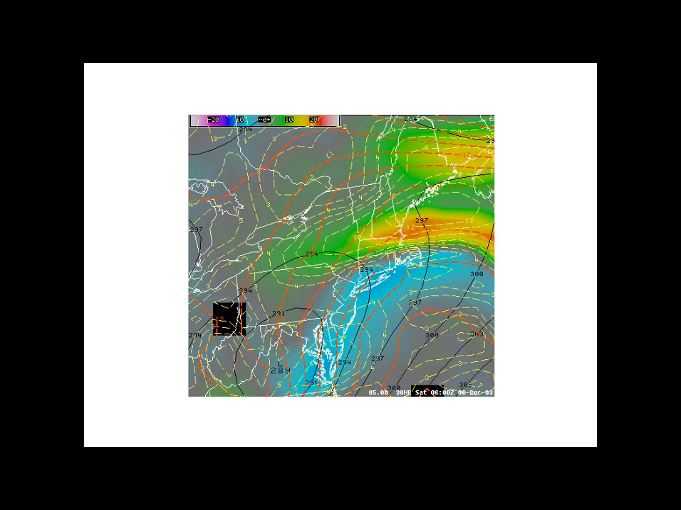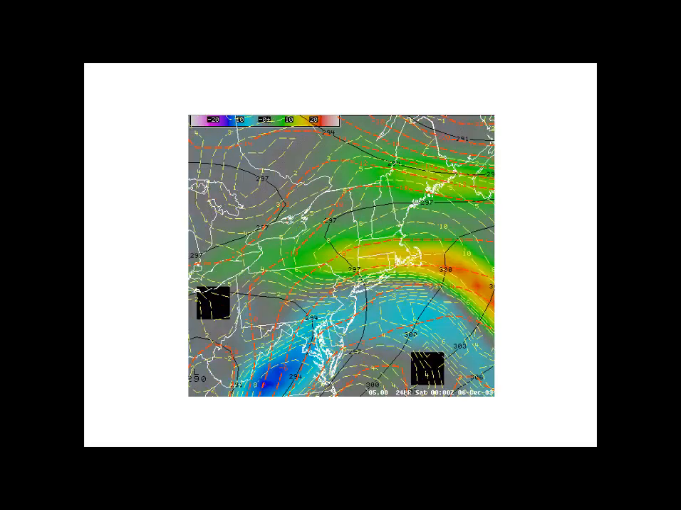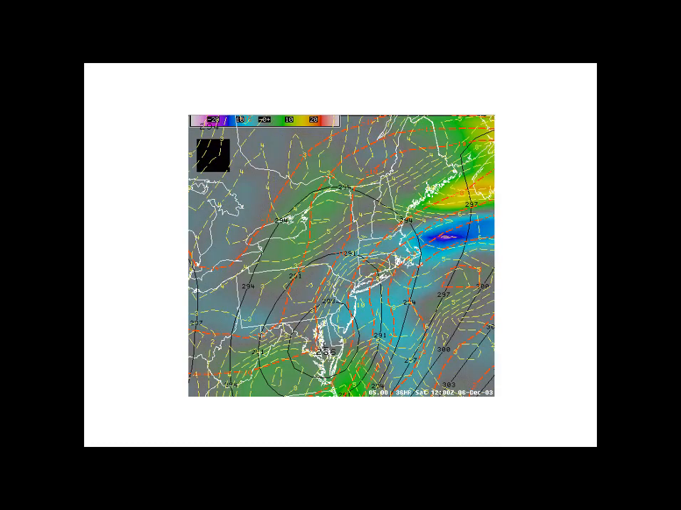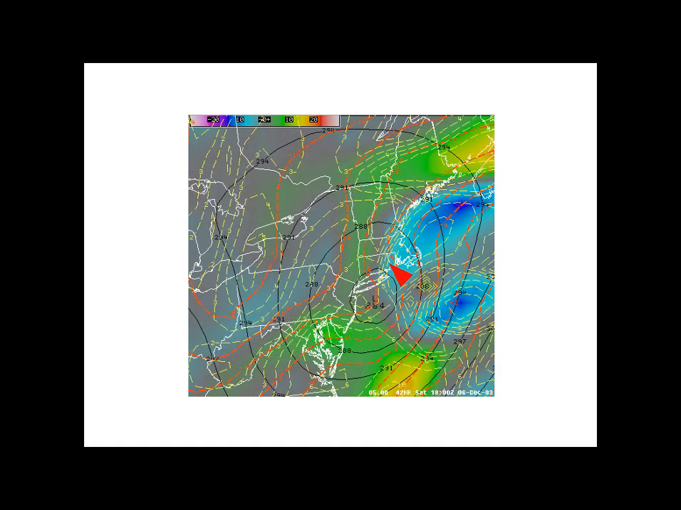Another thing to look at is the isotherms. That gives you a general idea of the orientation of the band. And you can see at this time right here, they're forecast to be pretty much east-west. And then as we go forward in time, the Eta is forecasting a change to more of a north-south orientation of the bands by this time right here.